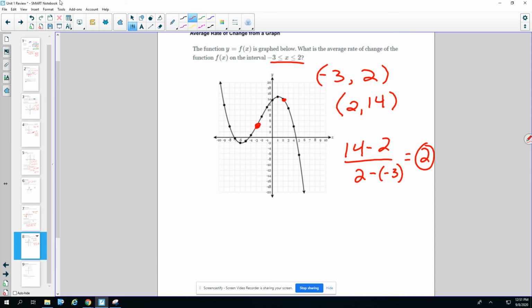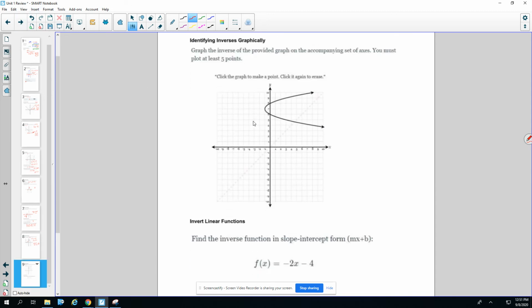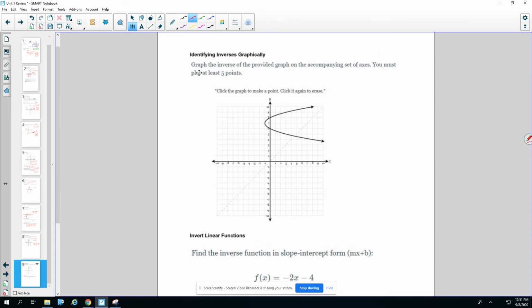And now we're on to our last page. This is inverses. So graph the inverse of the provided graph on the accompanying set of axes. You must plot at least 5 points. So I'm going to start with these ones that are kind of on the y-axis. They look like they might be important.